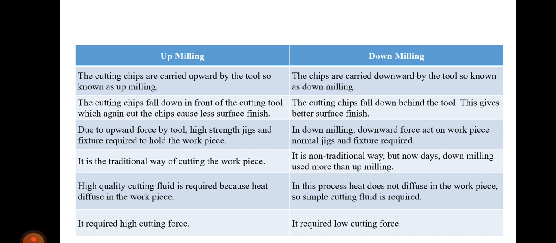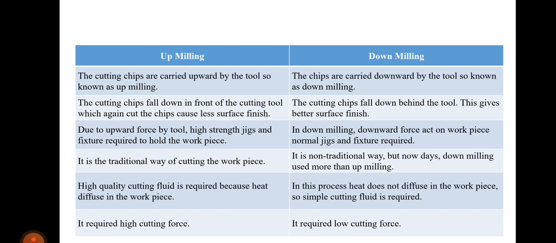The cutting chips fall down in front of the cutting tool, which again cuts the chips. Because of this, less surface finish occurs. In down milling, the cutting chips fall down behind the tool. This gives better surface finish. Due to the upward force by the tool, high strength jigs and fixtures are required to hold the workpiece in up milling. In down milling, the downward force acts on the workpiece, so normal jigs and fixtures are required.